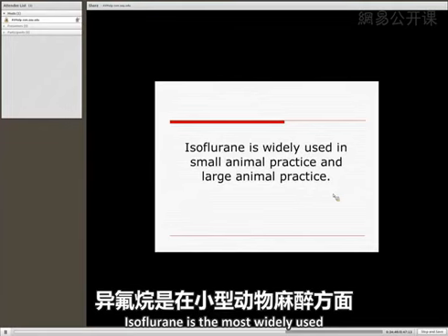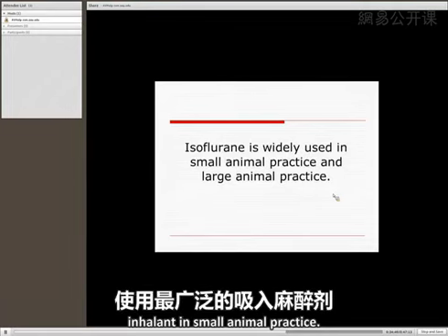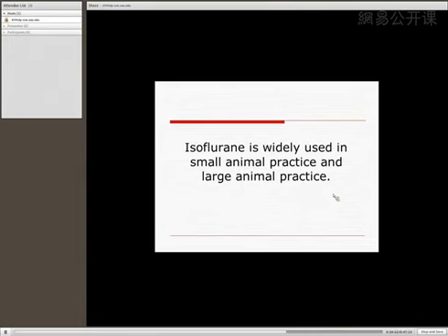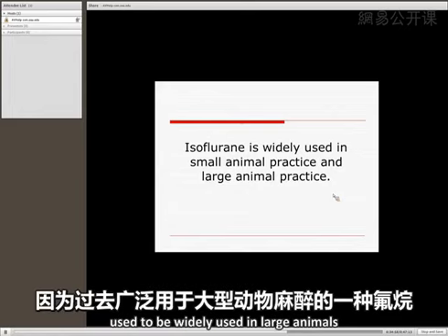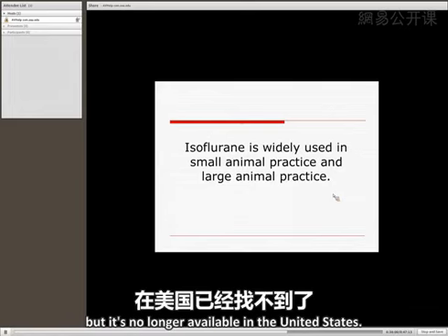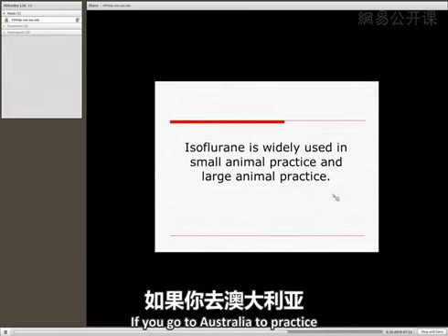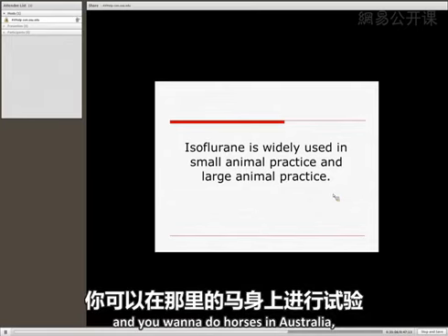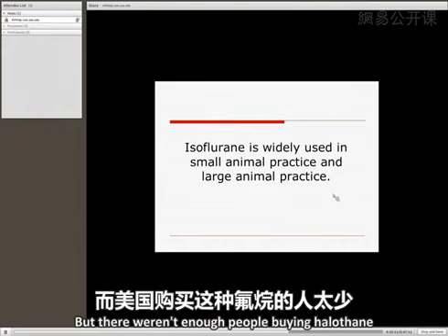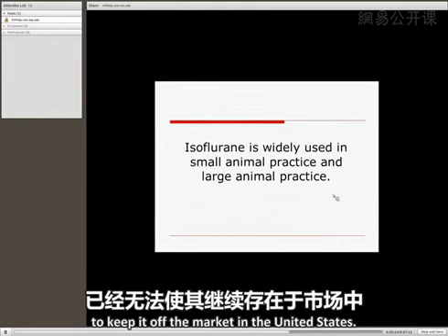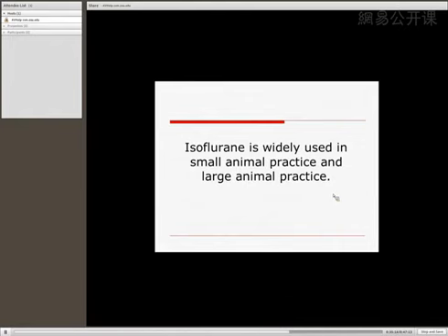Isoflurane is the most widely used inhalant in small animal practice. It is also used in large animal practice, because halothane used to be more widely used in large animals, but it's no longer available in the United States. If you go to Australia to practice and you want to do horses, halothane's available there. But there weren't enough people buying halothane to keep it on the market in the United States.